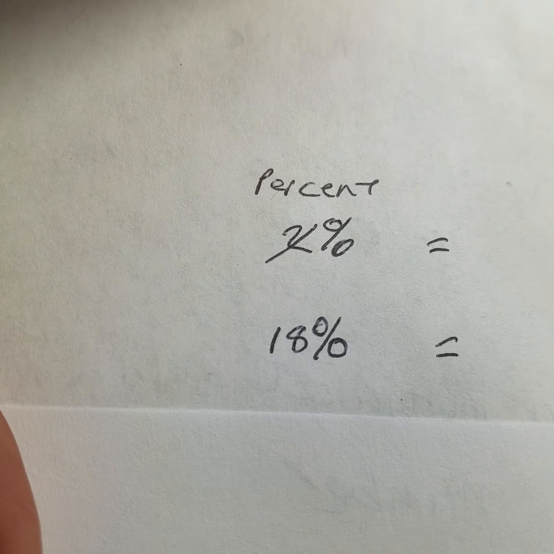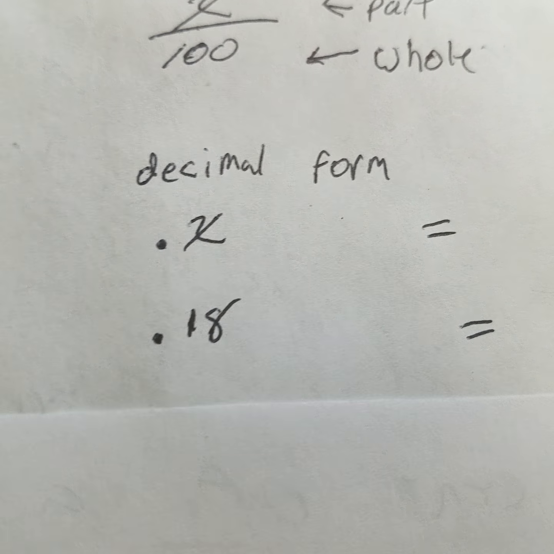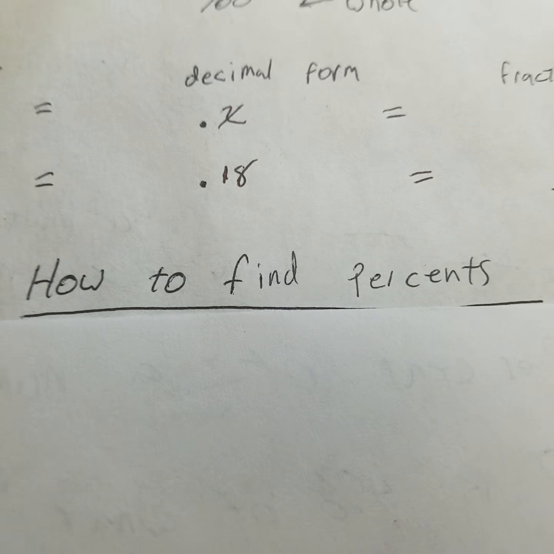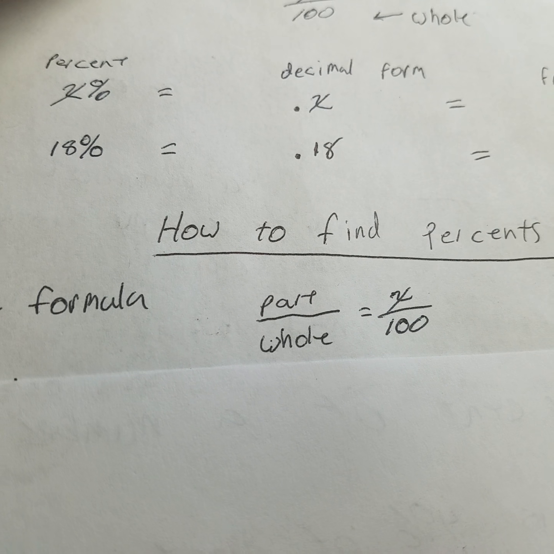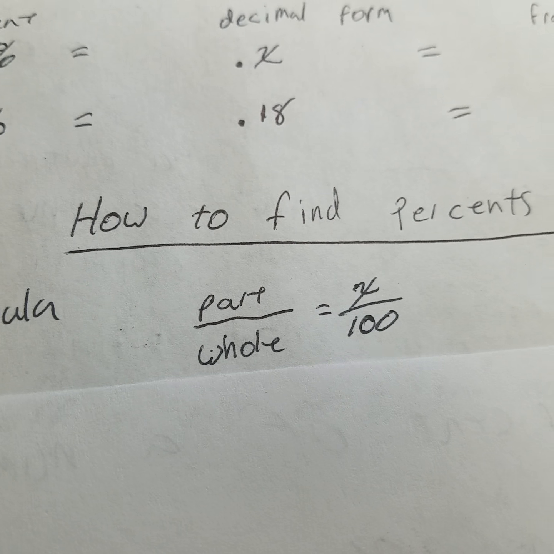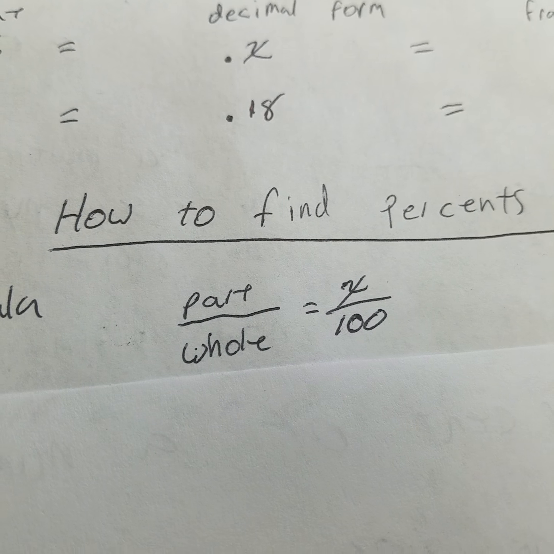So examples would be 18%, 0.18 in decimal form, and 18 over 100 in fraction form. All right. So now we're going to look at how to find percents. The basic formula is part over whole equals X divided by 100. Part over whole equals part over whole.